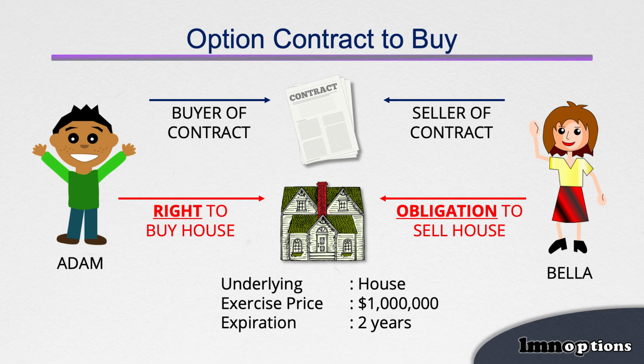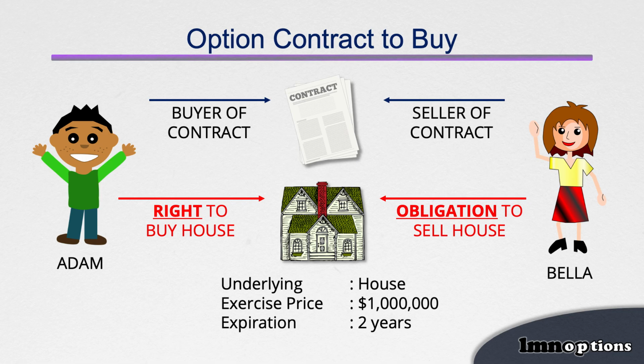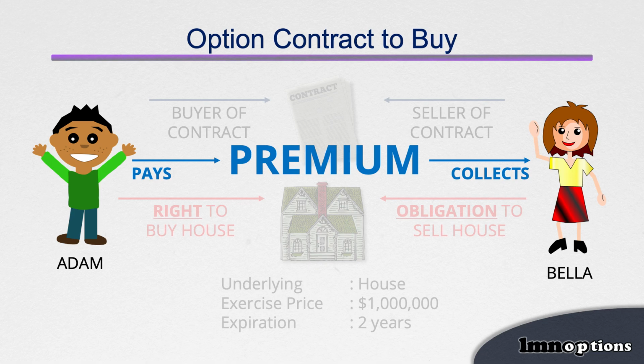So why would Bella agree to make this arrangement with Adam? And that brings us to the 5th concept, which is known as the premium. So for the right to buy the underlying at the exercise price before the expiration of the contract, Adam will pay a premium to Bella. Bella collects the premium as compensation for the obligation to sell the house if Adam chooses to exercise the contract.